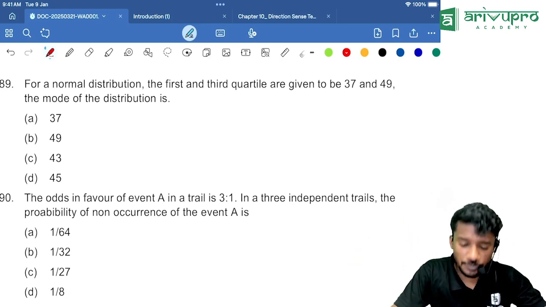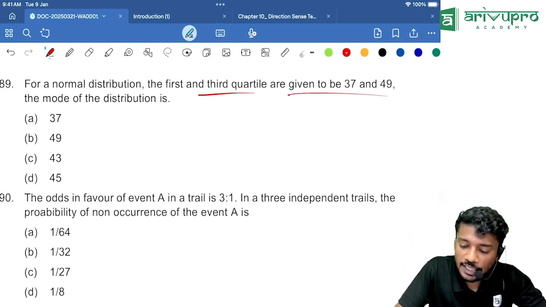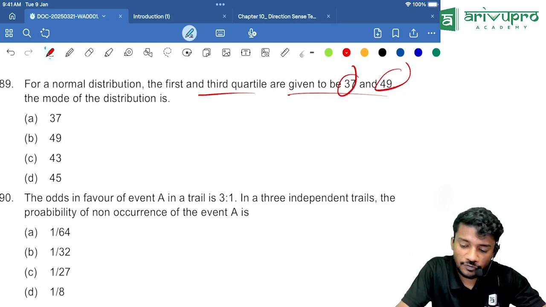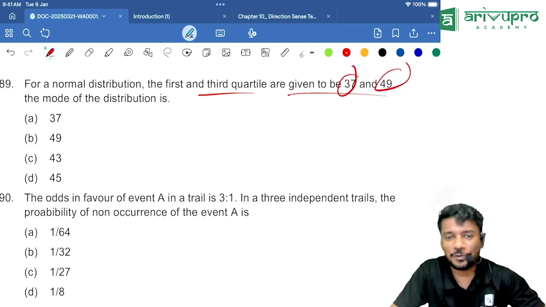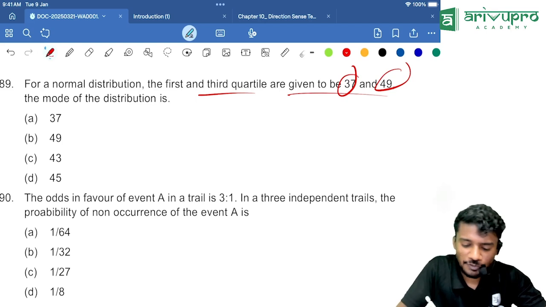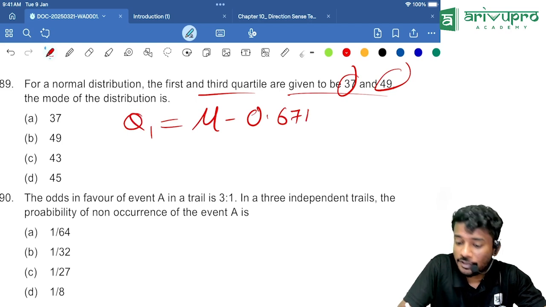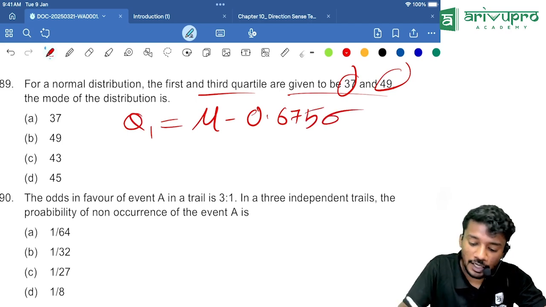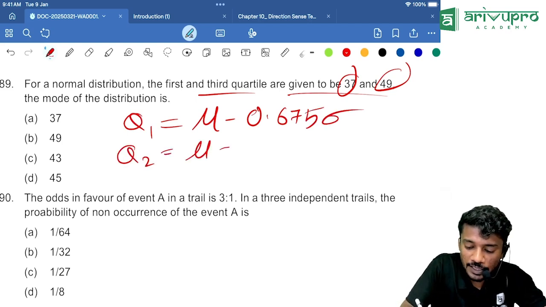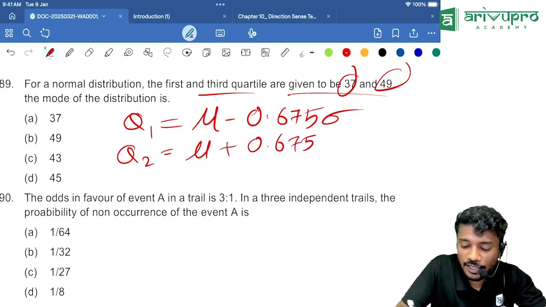For a normal distribution, the first and third quartile are given as 37 and 49. The mode of the distribution is the question. Very good question. What was the formula? Q1 is equal to mu minus 0.6745 sigma. Q3 is equal to mu plus 0.6745 sigma.